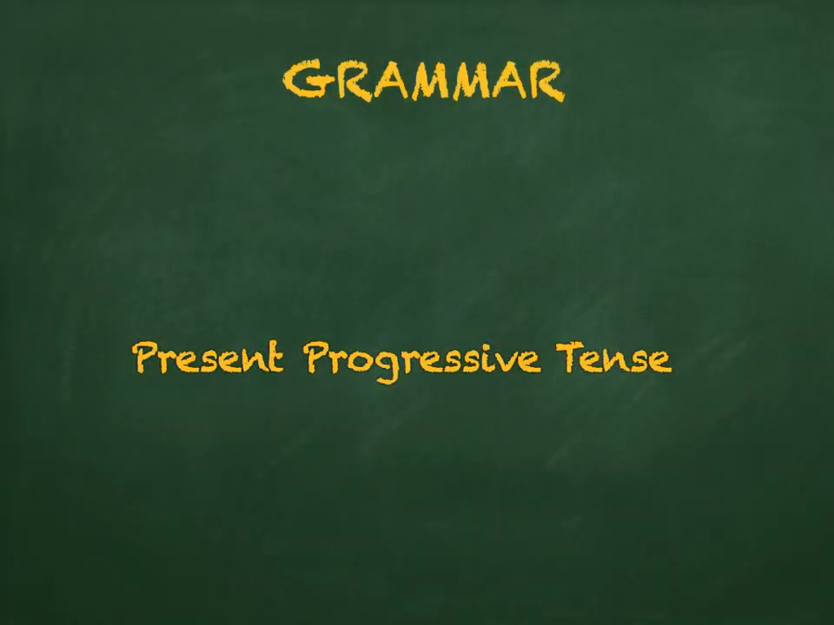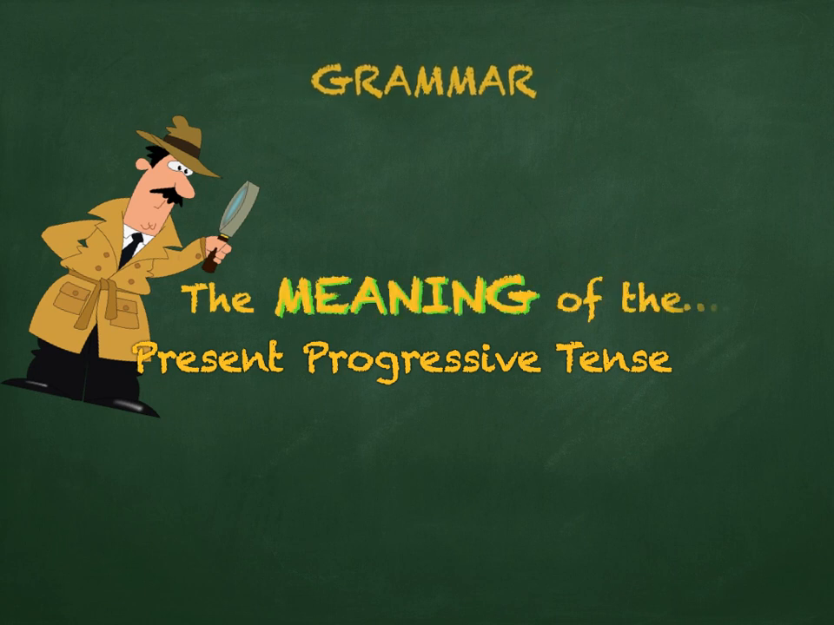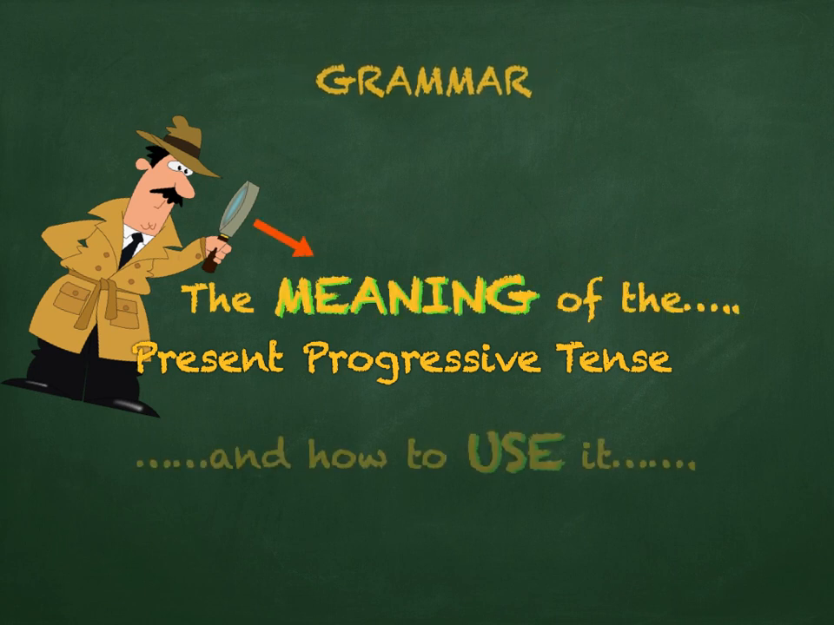Part A was about the grammar, but in Part B, we focus on the meaning of the present progressive tense and how to use it well in writing and in conversation. So let's start.